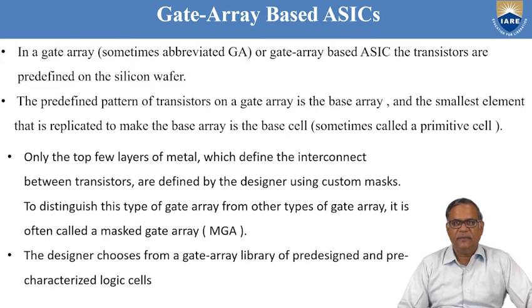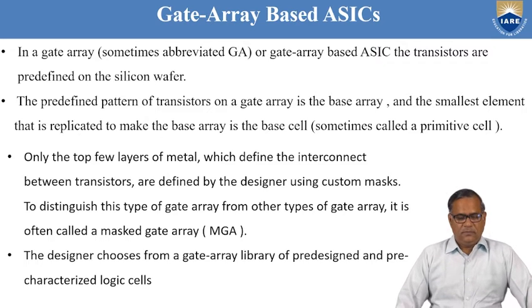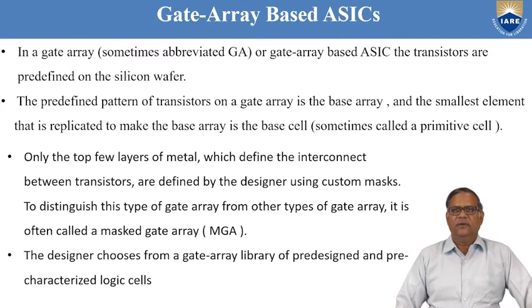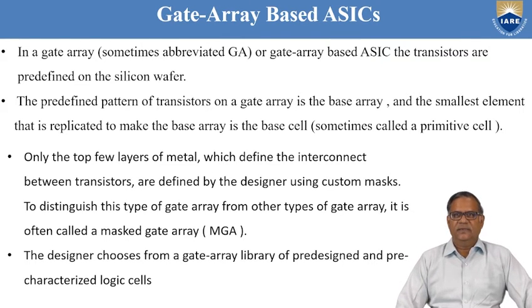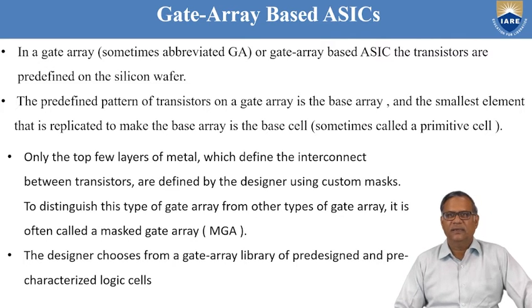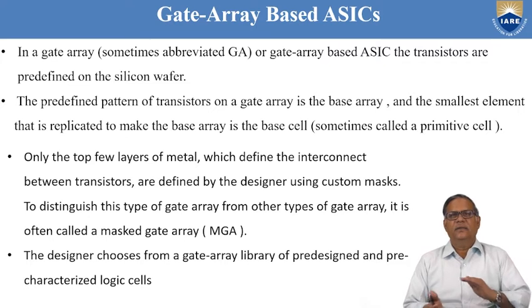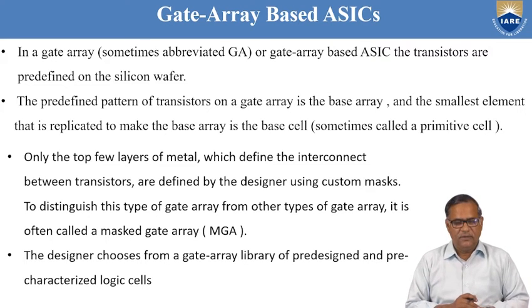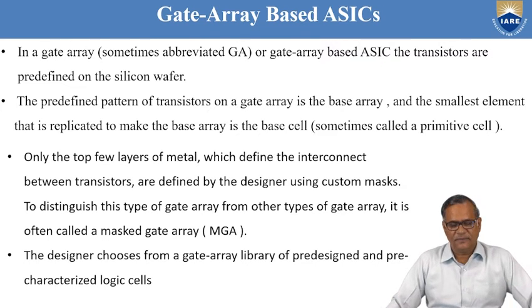Now let us come to the gate array based ASICs. Gate array based ASIC is also called GA. Here the predefined pattern of transistors on a gate array is called the base array, and the smallest element that is replicated to make the base array is called the cell. Only the top layers are customized. The top few layers which define the interconnection between these cells are done by the designer. To distinguish this type of gate array from other types of gate array, it is also called a masked gate array.